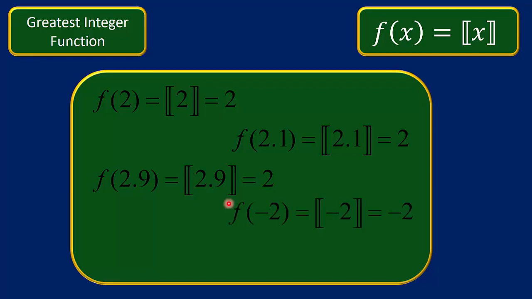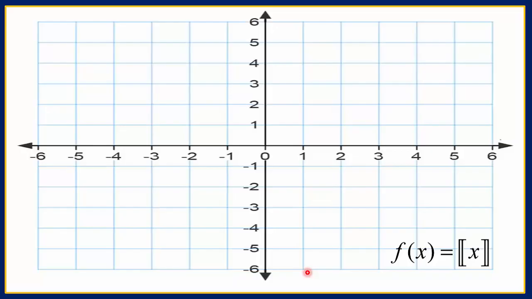Now, if we have f of negative 2, that would just be negative 2. But you have to be careful with the negative numbers, because f of negative 2.1 would not be negative 2. Remember, you're moving to the left, and if you're at negative 2.1 and you move to the left, you're not going to come to negative 2, you're going to come to negative 3. So you have to really be careful on these when you're dealing with negative numbers.